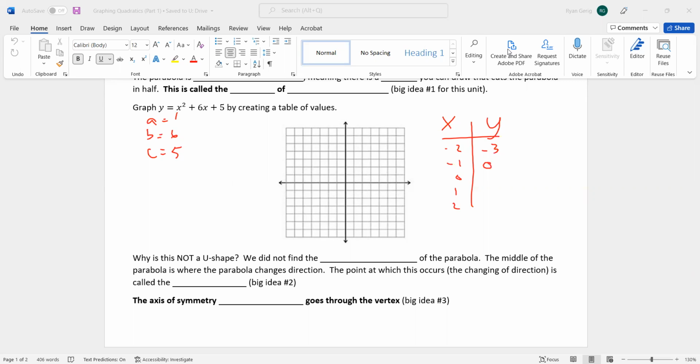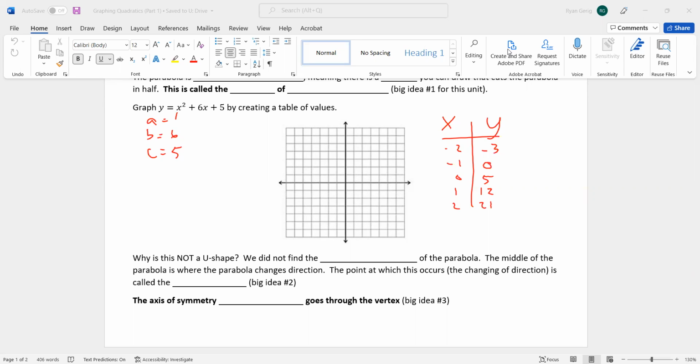0 squared plus 0 is 0 plus 5 is 5. 1 squared is 1 plus 6 is 7, plus 5 is 12. 2 squared is 4 plus 12 is 16 plus 5 is 21.